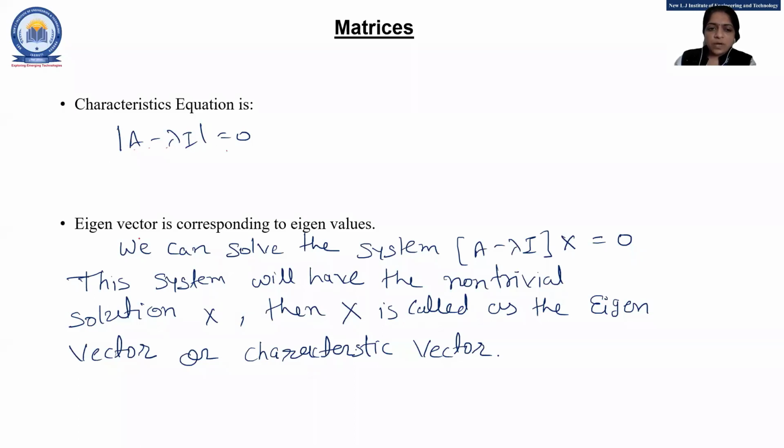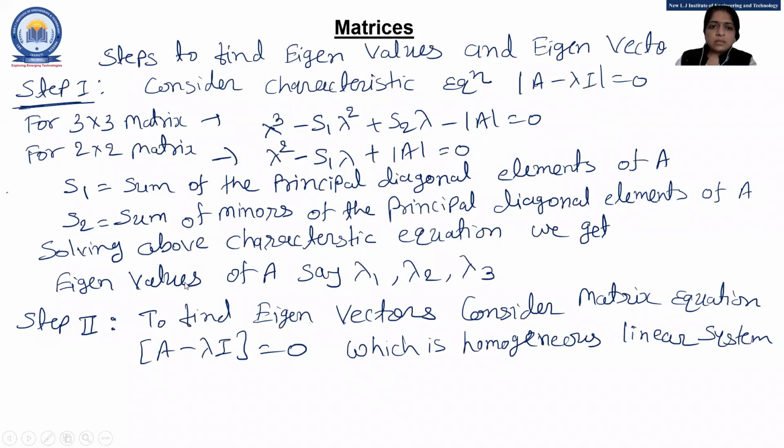And this is the definition of eigenvector. We can solve this matrix homogeneous equation A minus lambda I into x equal to 0, and if this system has a non-trivial solution x, then x is called eigenvector. For a better understanding of these definitions, let's start with an example. I have written some steps for finding eigenvalues and eigenvectors. We will apply these steps to find the eigenvalues and eigenvectors.